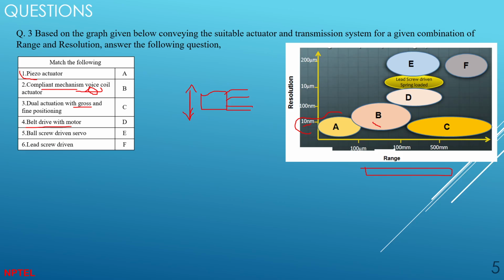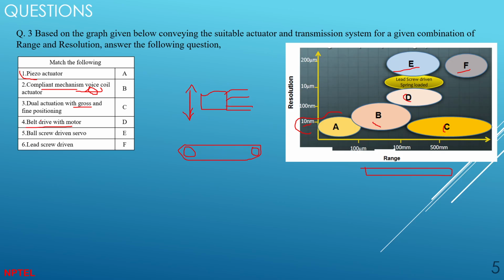Then coming to the belt drive with motor. There are options like D, E, and F. If you see D and E, D has a good, fine resolution, and E has a very coarse resolution, right? So if you see belt drive, why do we use belt? Belts are used for transmission. It can transmit a load from a very small point to a big point.